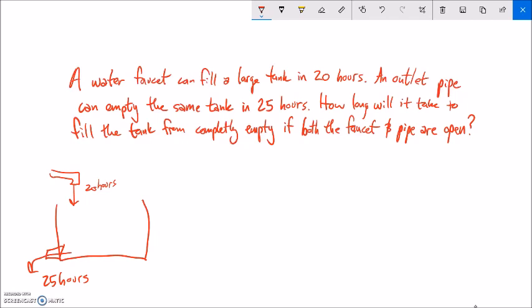So let's think about these as rates. If it takes 20 hours to fill it, in 1 hour, it's like a 20th full. And if it takes 25 hours to drain it, in 1 hour, it would lose a 25th of it. And what we want to know is how much time it takes to fill it entirely. All right, so there's our setup for it. So I can just solve that.